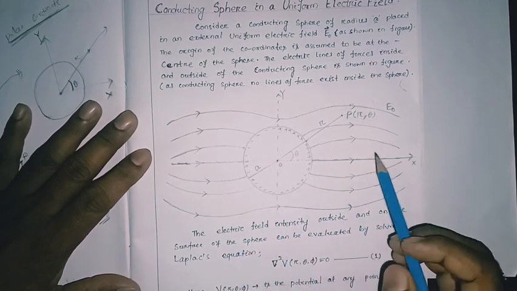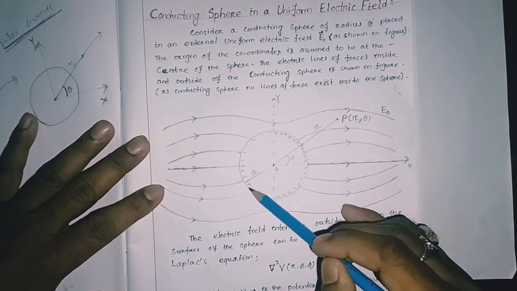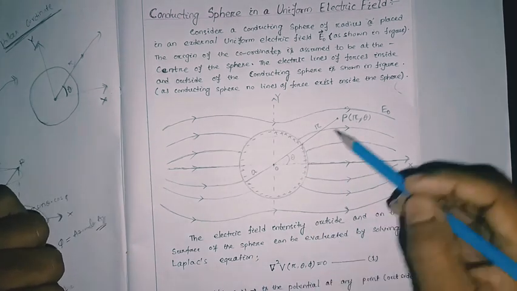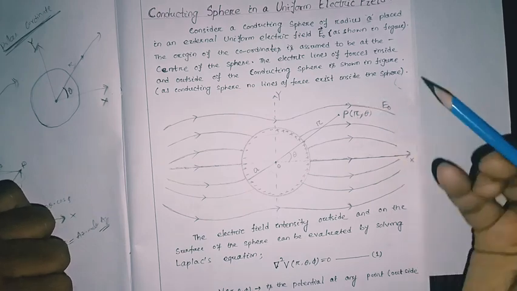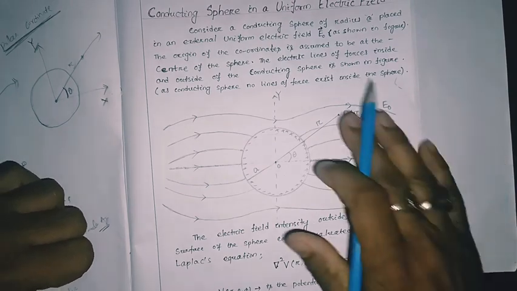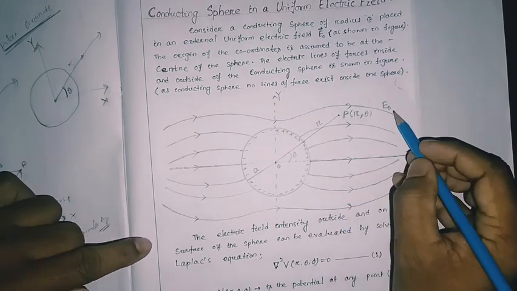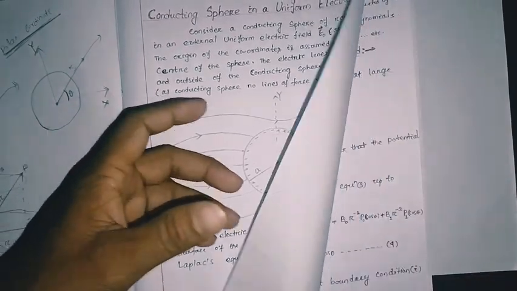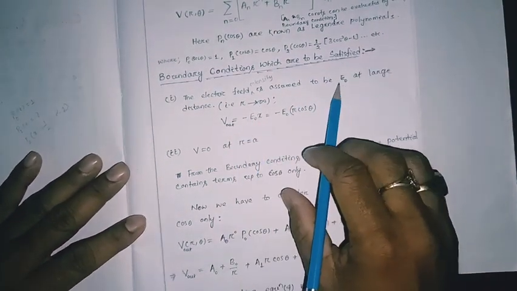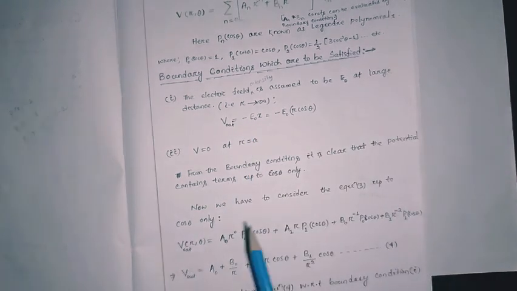See, here you can see nearby the surface of the conducting sphere, the electric lines of force are not homogeneous. But if I consider larger distance, suppose here or here, then we can find the uniform electric field. What have we taken for this case? That value will always be E0. So at very far distance, or when r tends to infinity, this will be the value at larger distance.